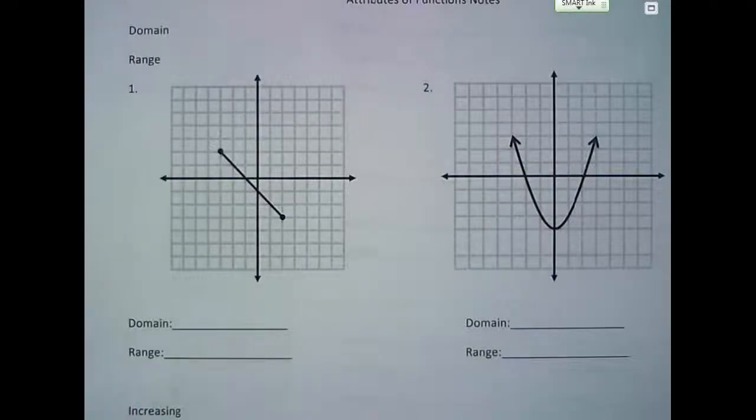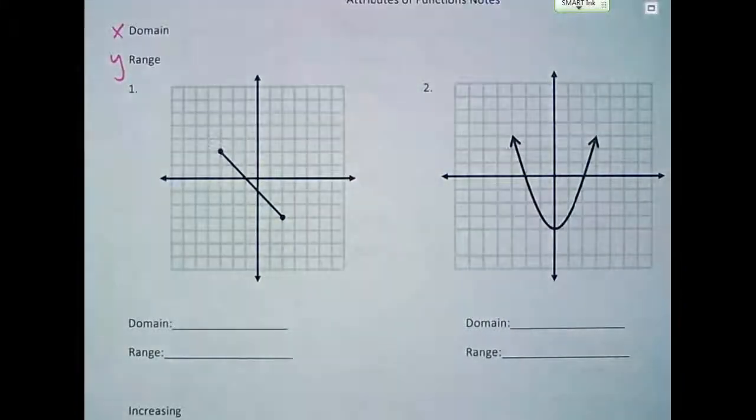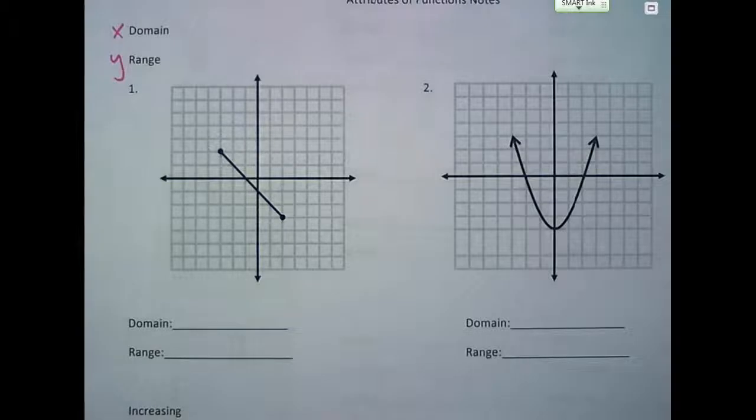All right, today's notes are over domain and range. We're going to take a look at graphs and decide when it's increasing, decreasing, positive, negative, and the domain and range. Domain is the x values, right? Range, the y values. If you can't remember that, I just think about it in alphabetical order. Domain and range match with x and y. Okay, we struggle with that.